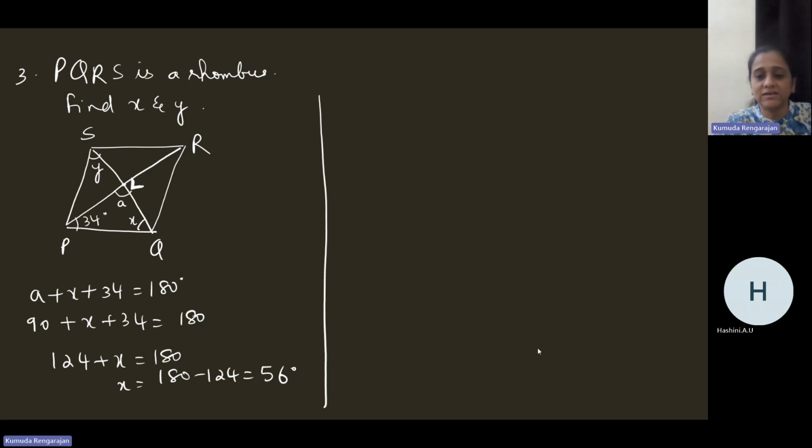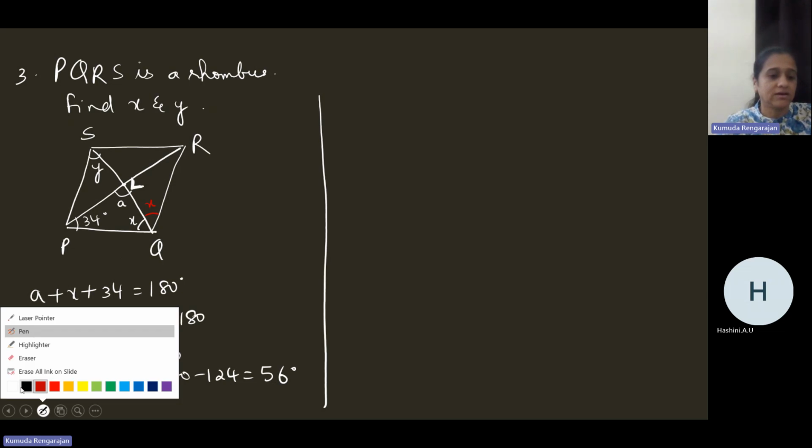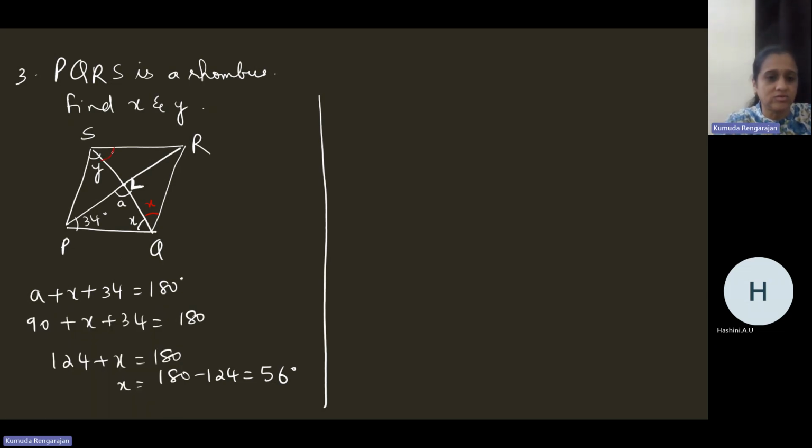Yeah, how do you find y, Hasini? So you can find it in many ways actually. One of it is, if this is x, this is also x. Because in a rhombus, the diagonals bisect the corner angles. So if this is x, this is also x. And if this is y, this is also y.